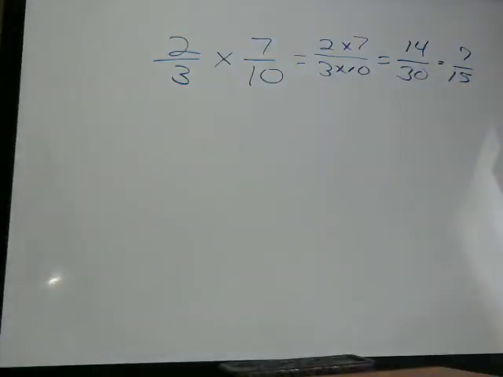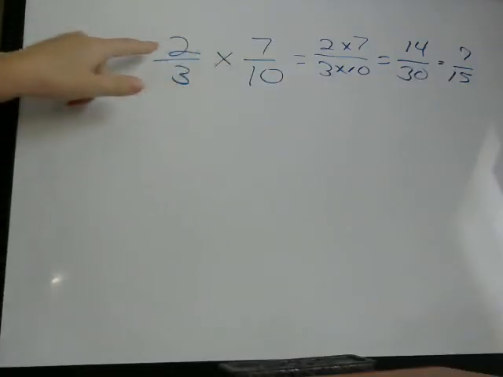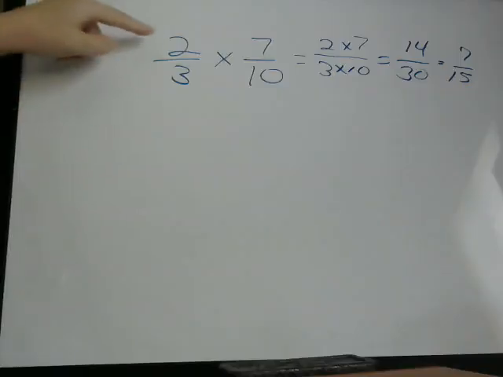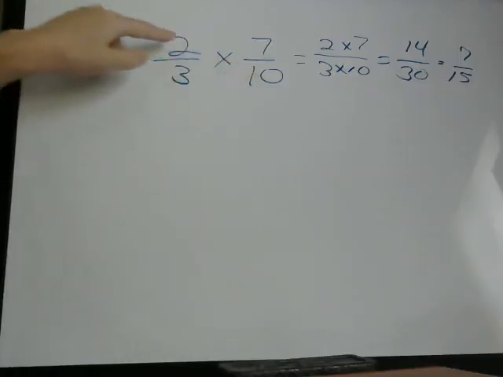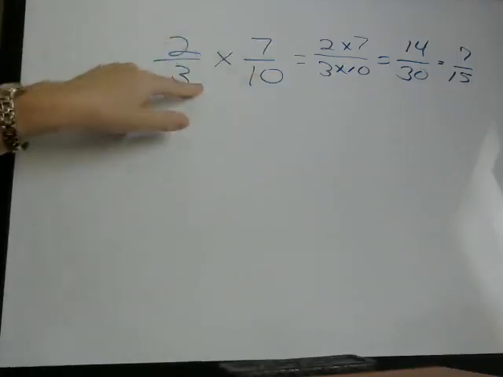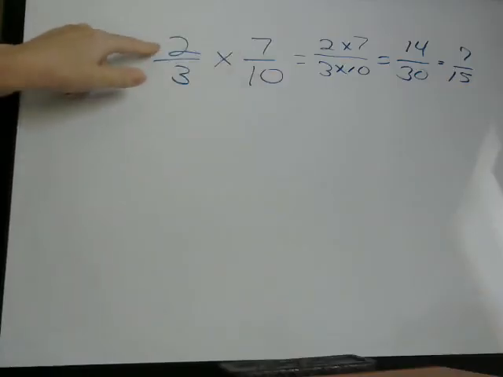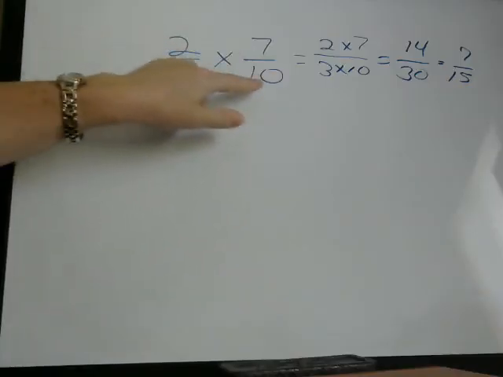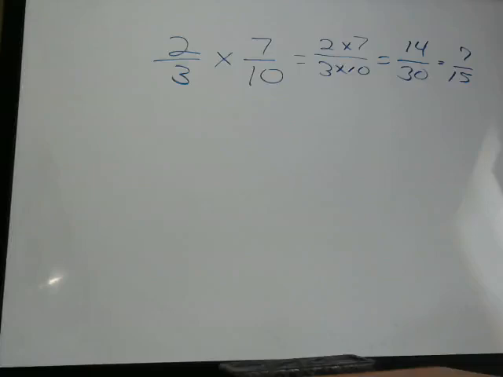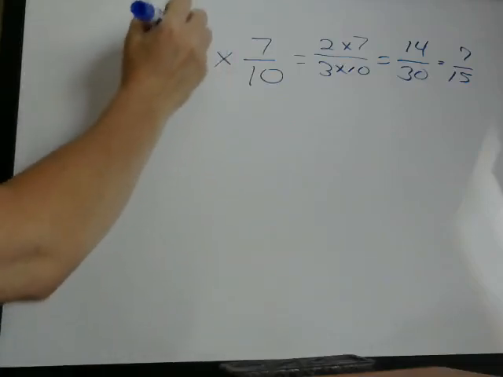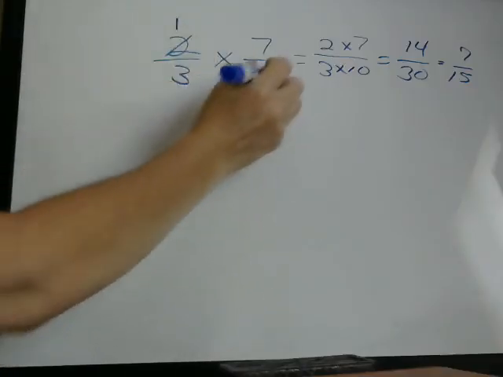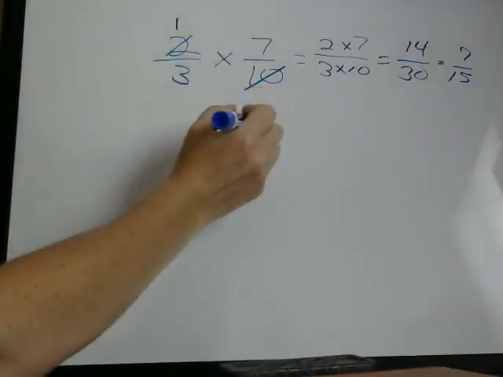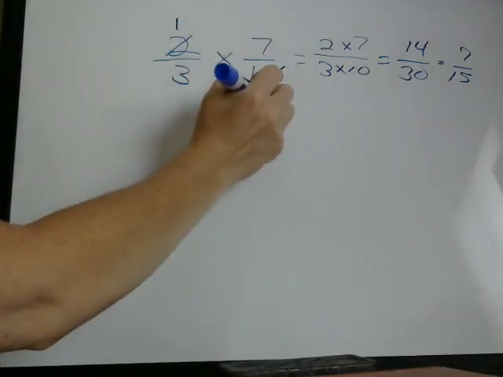How you can also think about it is what we call canceling. It's the same idea as lowest terms, but now you're looking at the diagonals. So 2 and 10 and 3 and 7. So what number can go into 2 and 10 evenly? Well, both of those can be divided by 2. So 2 divided by 2 is 1, so we make that a 1. 10 divided by 2 is 5, so we make that a 5.